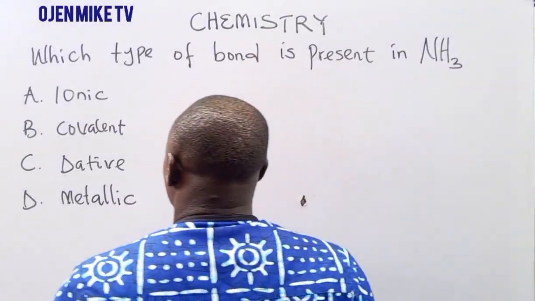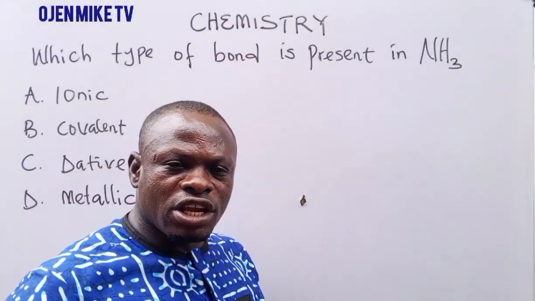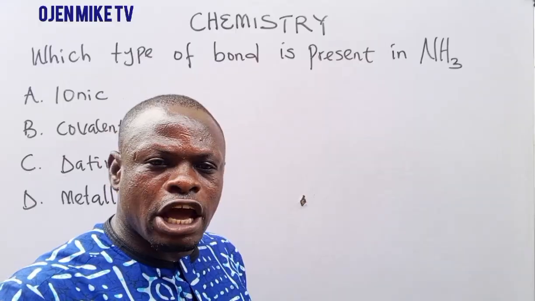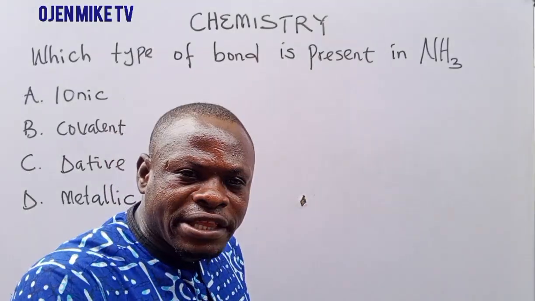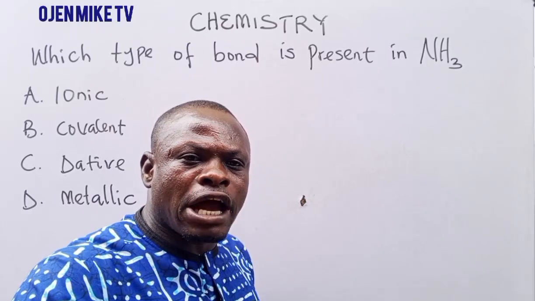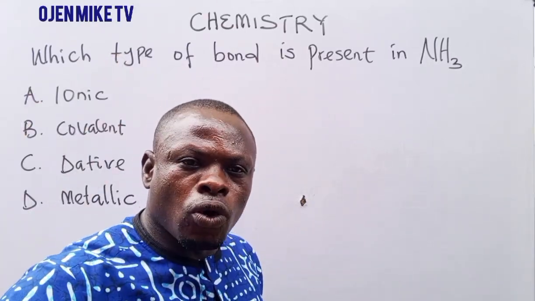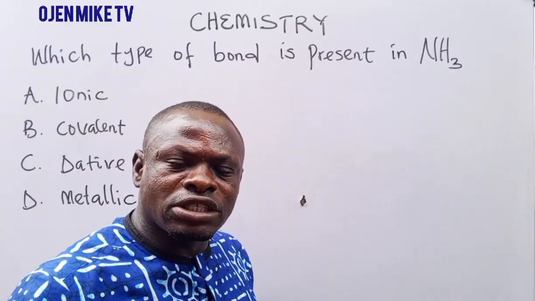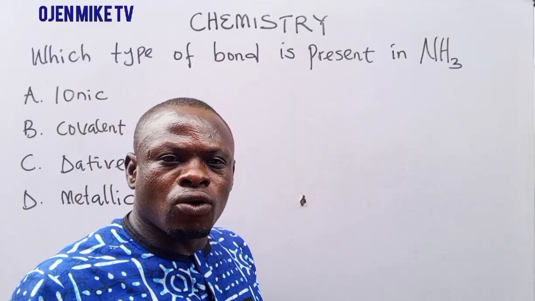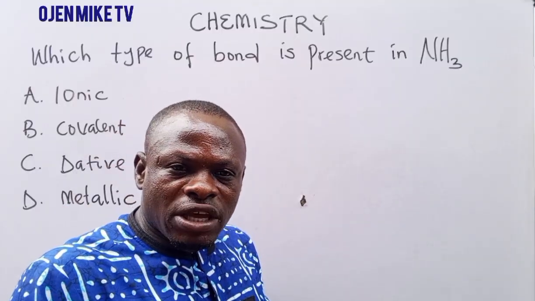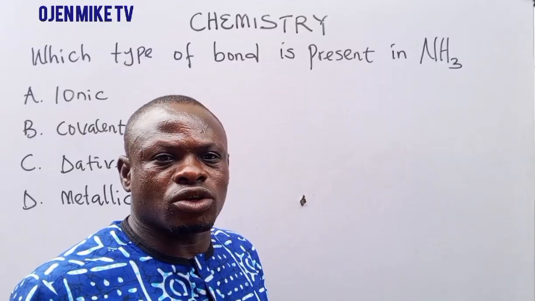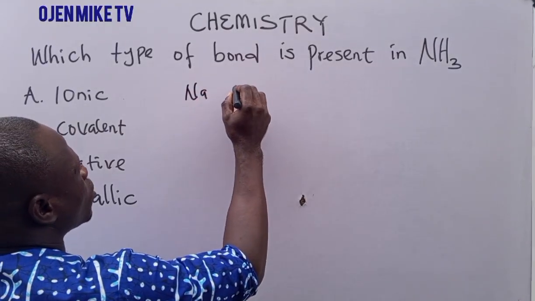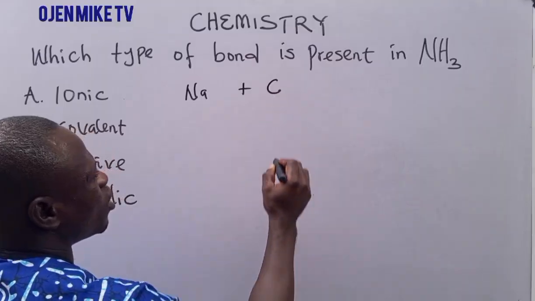Ionic bonding, or you call it electrovalent bonding, is a type of bonding that involves metal and non-metal. In this one, the metal will always transfer its electron to the non-metal. The metal that transfers electron has lost electron, and the non-metal that receives the electron gains the electron. For example, we have sodium plus chlorine.